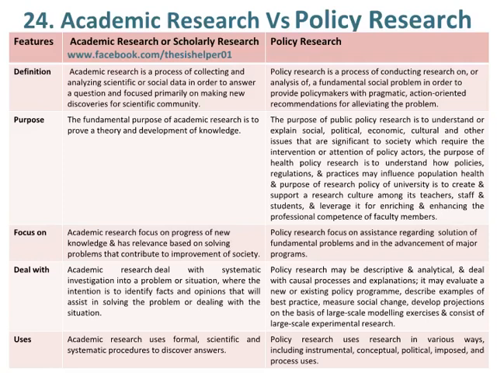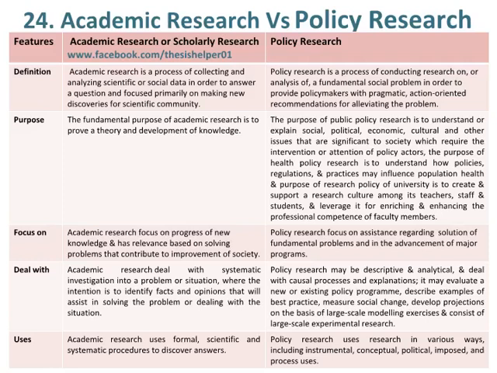Academic research focuses on progress of new knowledge and has relevance based on solving problems that contribute to improvement of society. Whereas policy research focuses on assistance regarding solution of fundamental problems and in the advancement of major programs. Academic research deals with systematic investigation into a problem or situation, where the intention is to identify facts and opinions that will assist in solving the problem or dealing with the situation. Whereas policy research may be descriptive and analytical, and deal with causal processes and explanations.